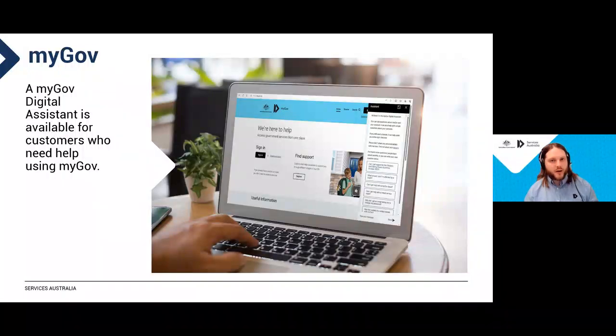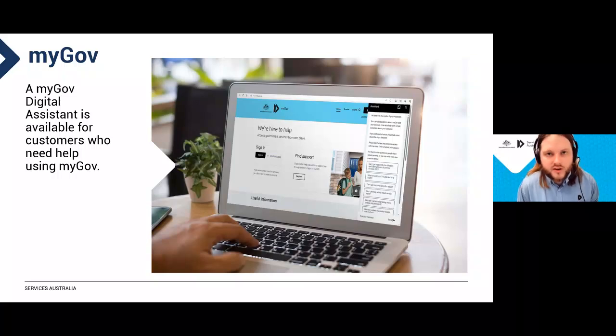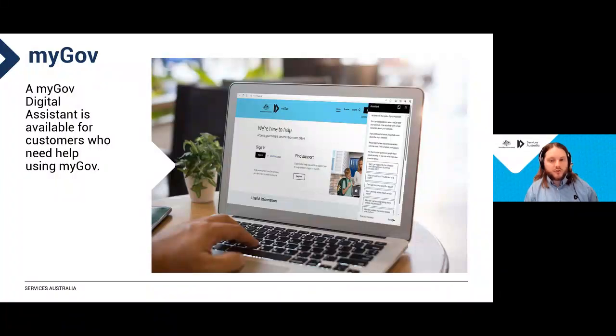Now, we've spoken a little bit about MyGov, but we'll just cover it off in detail. A MyGov account lets you link a range of Australian government services with one username and one password. With a MyGov account, you can access all of your online accounts with Services Australia. So that could be Centrelink, Medicare, child support, NDIS, as well as other government online services, such as the Australian Taxation Office, etc.